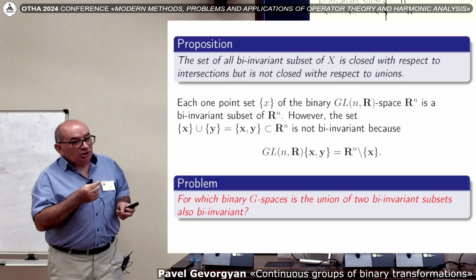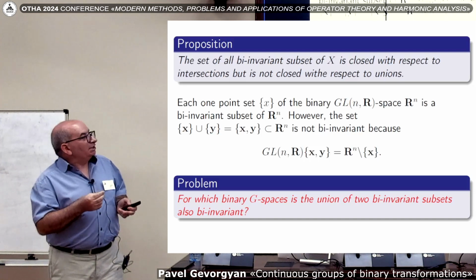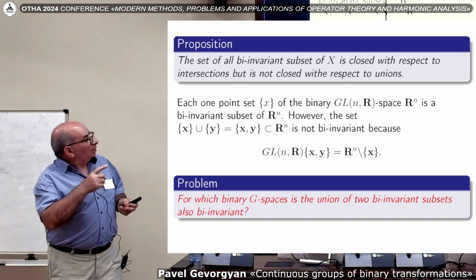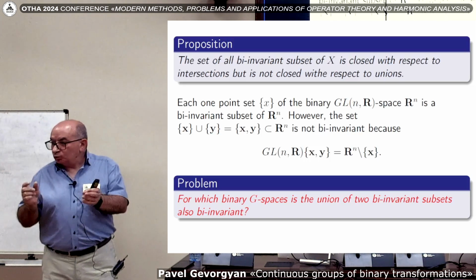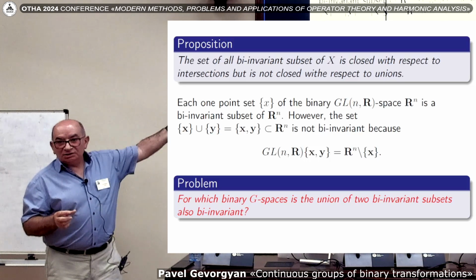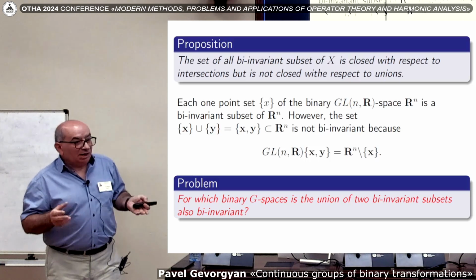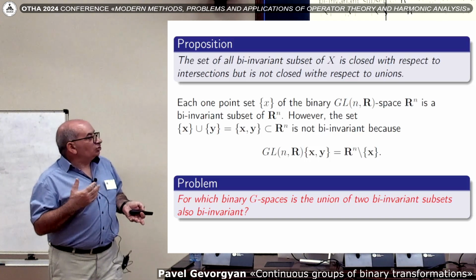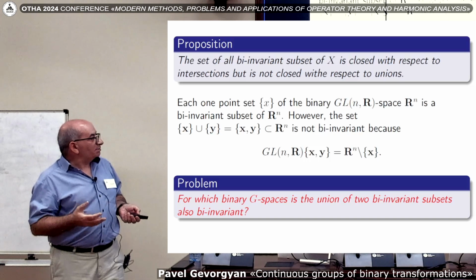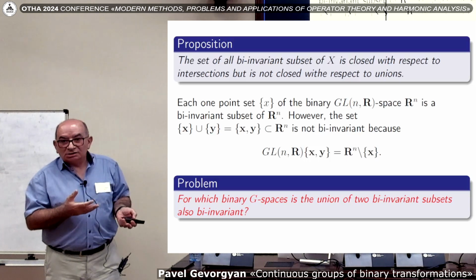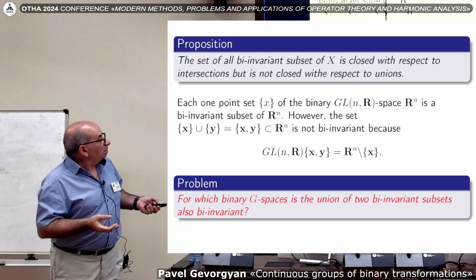For example, each one-point set in the vector space R^n on which the general linear group binary acts is bi-invariant. However, the union of two points, or 2-point sets, is not bi-invariant because of this equality. Therefore, the natural question arises: for which binary G spaces is the union of two bi-invariant subsets also bi-invariant? I don't know an adequate answer to this question up to this time.